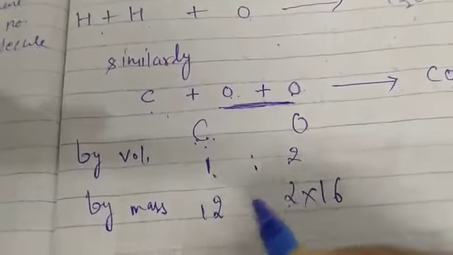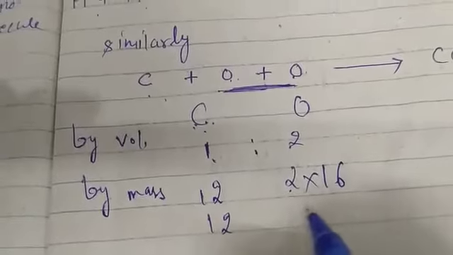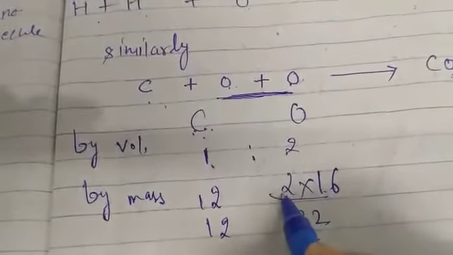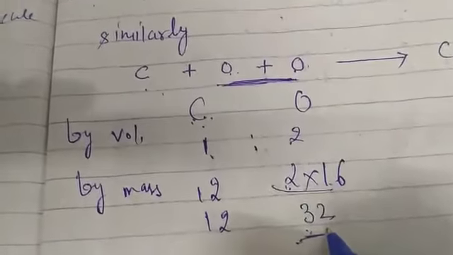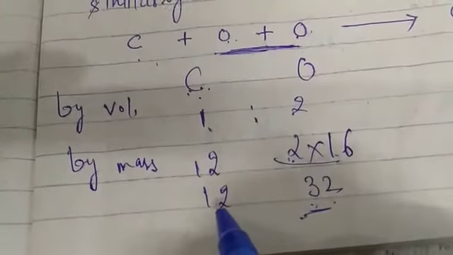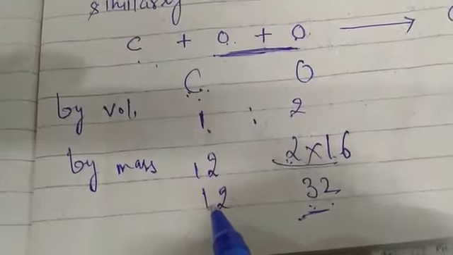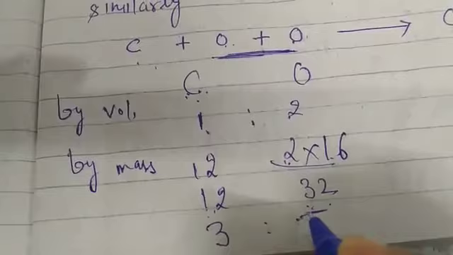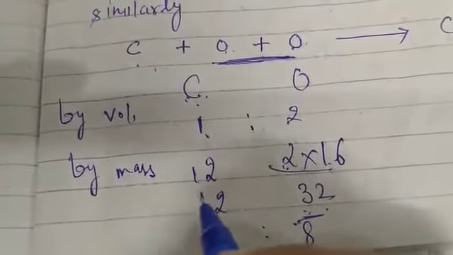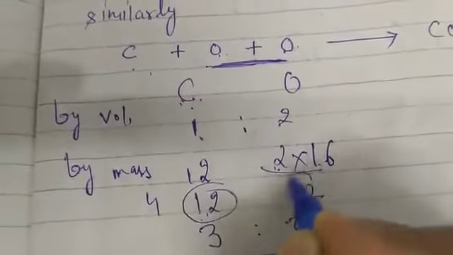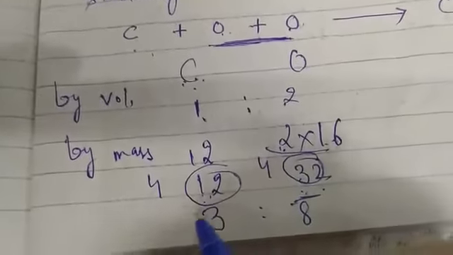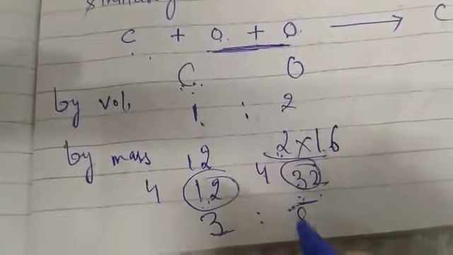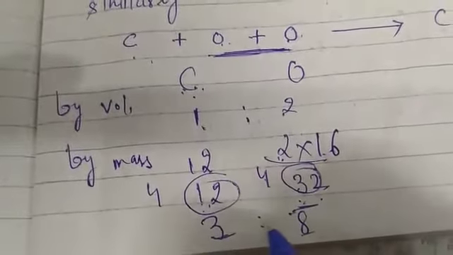So 16 multiplied by 2, that becomes 32. Now you can take the common factor here. What is the common factor? 4. If you divide this by 4 and this by 4, then 4 threes are 12, so 3 will be the quotient, and here 8 will be the quotient. So the ratio becomes 3 is to 8.